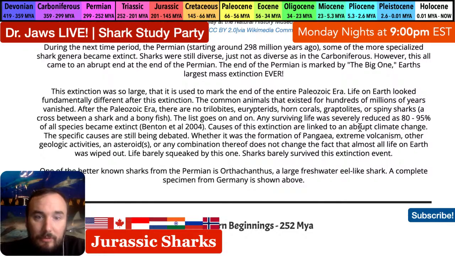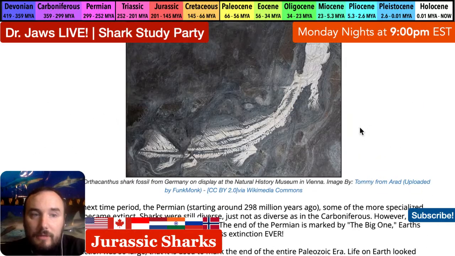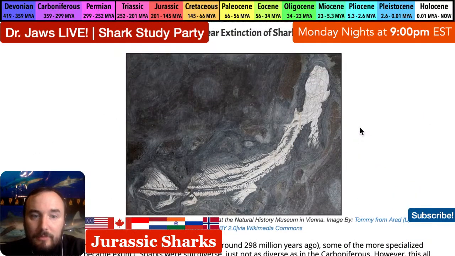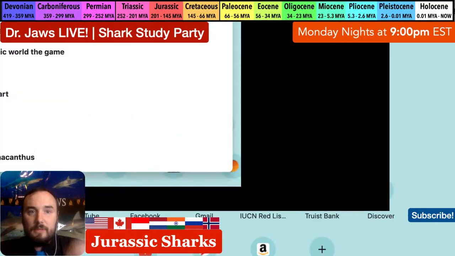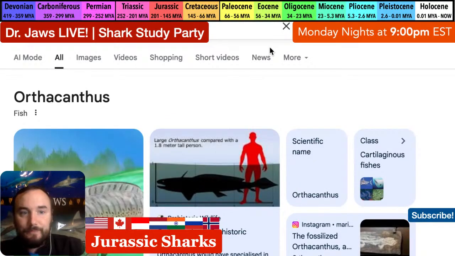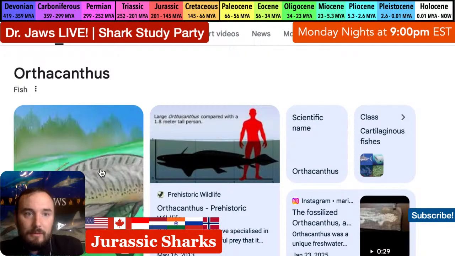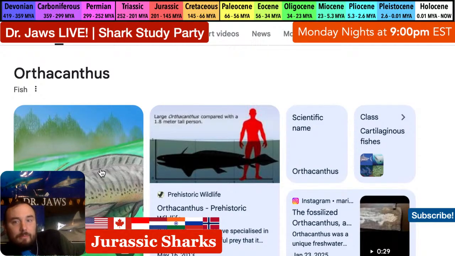One of the better known sharks from the Permian is Orthacanthus, a large freshwater eel-like shark. A complete specimen from Germany is shown above. So we saw this a couple streams ago, but this is Orthacanthus. A freshwater shark, I think we could pull up some modern depictions of it. There you go. That's actually a really cool modern image of this species.